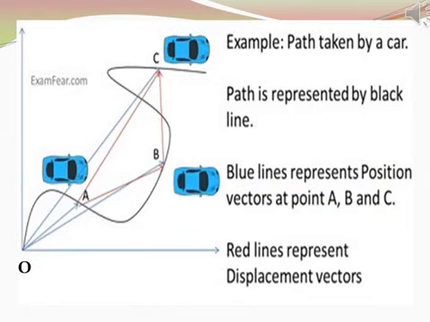This slide shows the path taken by a moving car, represented by a black line. Blue lines represent position vectors at the points A, B and C, and red lines represent their displacement vectors. Here, the position vectors at the points A, B and C are described with respect to the point O. The point O is the origin or the reference point.